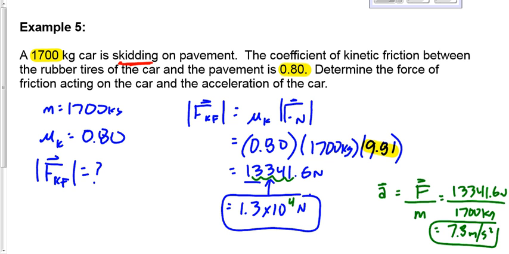But if this car is skidding on pavement, this car must be slowing down, right? Which means the magnitude of the force of friction is 1.3. But the actual force of friction when we drop the absolute value signs is negative 1.3, which means the acceleration is negative 7.8 meters per second squared. Does that make sense? Well, that's tricky, hey?